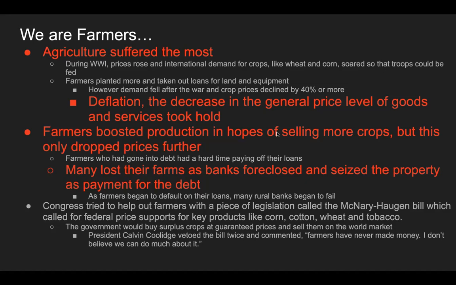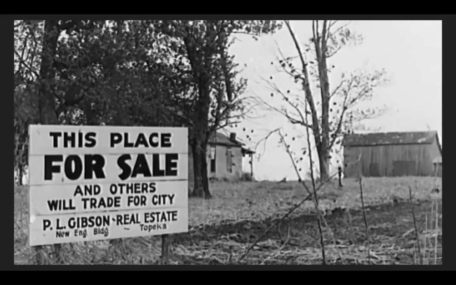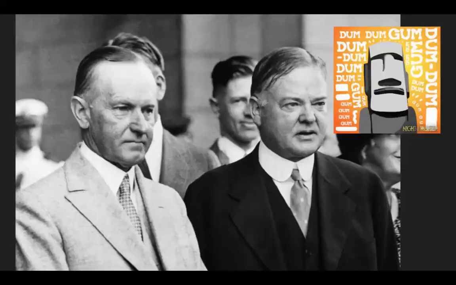Listen, I understand what you might be going through, but that is some of the most idiotic statements I've ever heard. Nothing we can do much about it? Wow. Here are farmers. Here is a foreclosure. And here is Calvin Coolidge on the left, his successor, Herbert Hoover, on the right. And that statement made me call Calvin Coolidge a dum-dum.